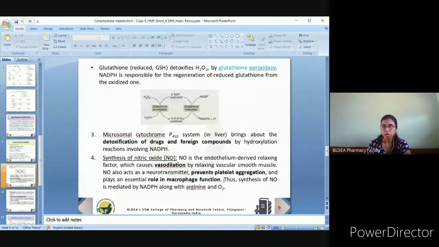So, whatever oxygen is being inhaled, and the arginine, which is an amino acid, along with the oxygen and amino acid, these NADPH molecules tend to synthesize nitric oxide from the endothelial layers of the cells. Okay, so now this nitric oxide is being synthesized in the endothelial layers. This nitric oxide is very important in order to maintain vasodilation and also to prevent platelet aggregation in the blood vessels.